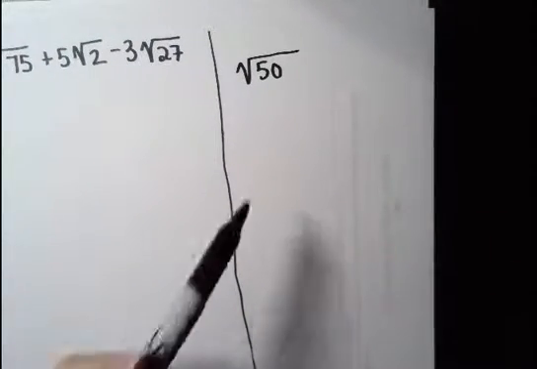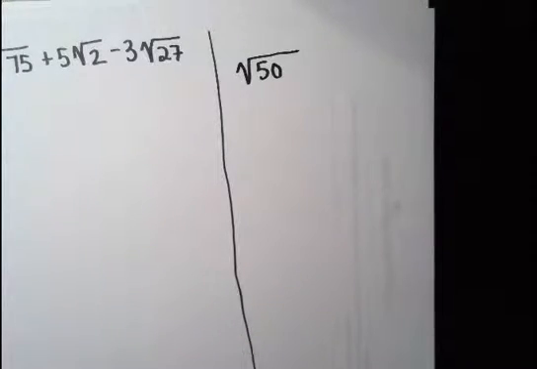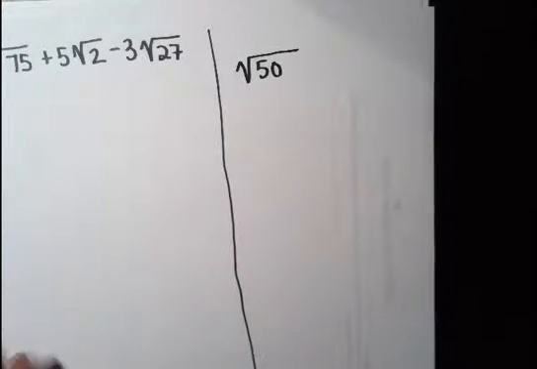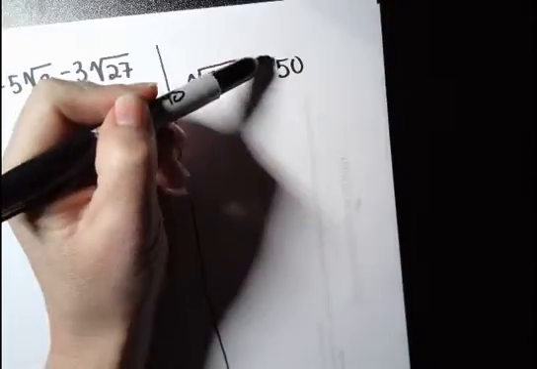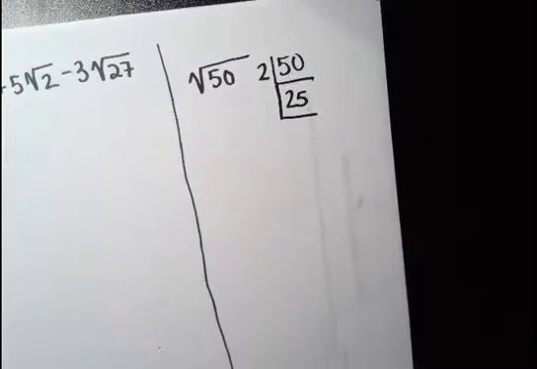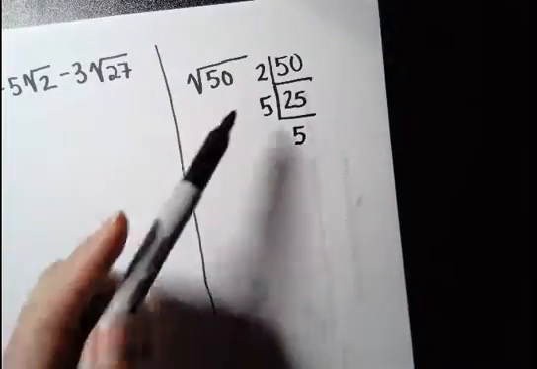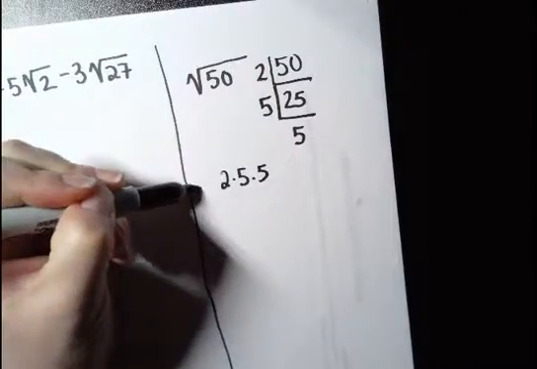50 is not something that we would call a perfect square because there's no number that when you multiply it by itself you make 50. So when you have a number that's not a perfect square, you can get the prime factorization of the number and see if there are any squares in it. If I take the number 50, the smallest prime number I can divide into 50 is 2. So I divide 50 by 2 and I get 25. 25 is divisible by 5 and 5. So 2 times 5 times 5 is how we write the prime factorization of 50.